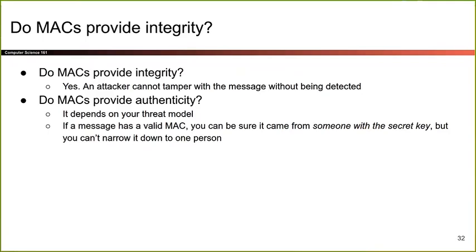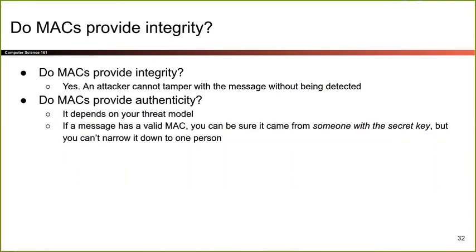And the answer is, if a message has a valid MAC, you know for sure that it came from somebody with a secret key, because the only people who can create MACs are people who have the secret key. If I don't have the key, I can't create a MAC, but I actually can't narrow it down to a single person because anybody could have computed this. So authenticity says it came from the person who claims to have sent it. So MACs are almost there.